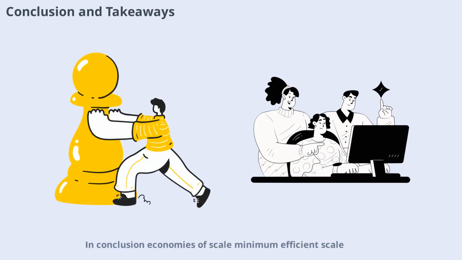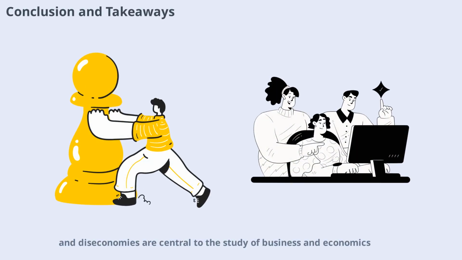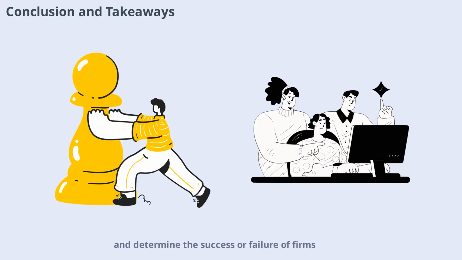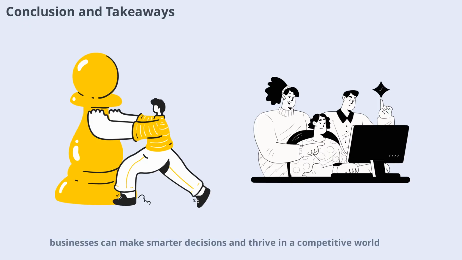In conclusion, economies of scale, minimum efficient scale, and diseconomies are central to the study of business and economics. They shape industries, influence competition, and determine the success or failure of firms. By recognizing the benefits and limits of scale, businesses can make smarter decisions and thrive in a competitive world.